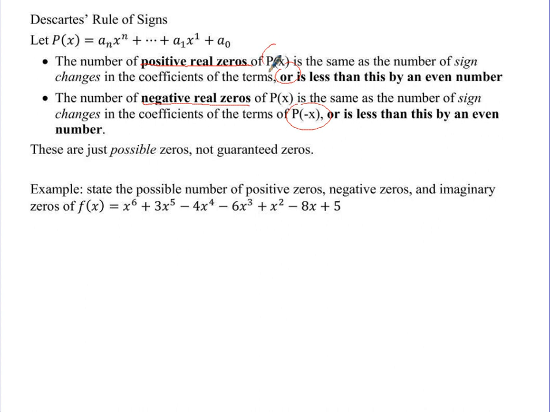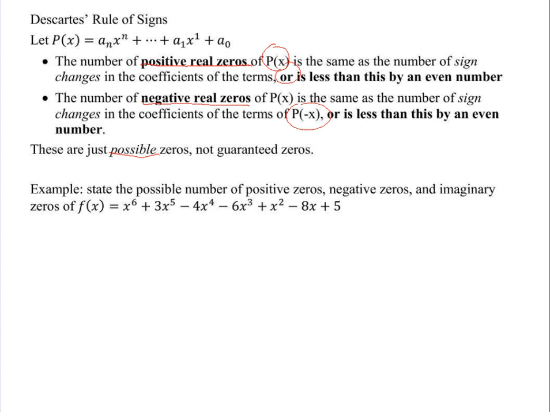So for the number of positive real zeros, you're just looking at the original polynomial straight up. For the number of negative real zeros, you are substituting in -x and evaluating that down. And once you've done that, count up the number of sign changes. And then you'll have the number of possible negative real zeros. These are just possible zeros, again, not guaranteed zeros. So keep that in mind. Just like with the rational root theorem, we were only finding possible rational roots.